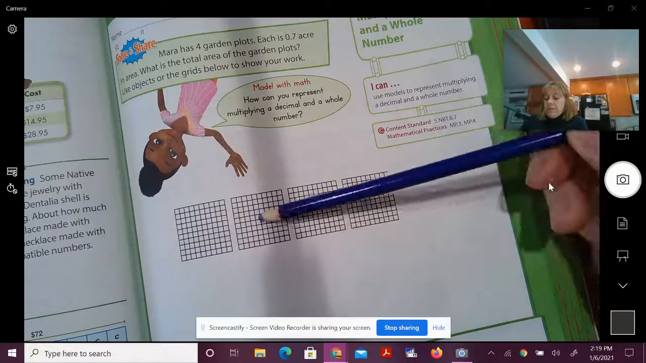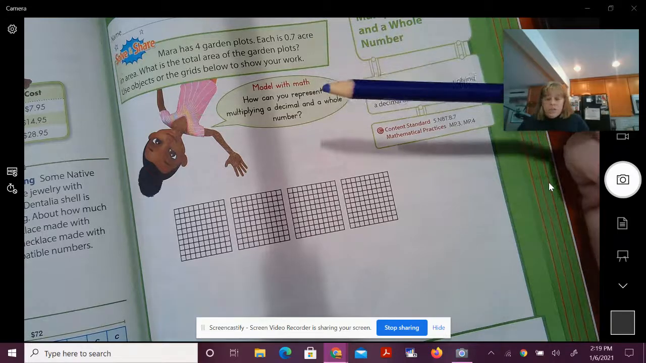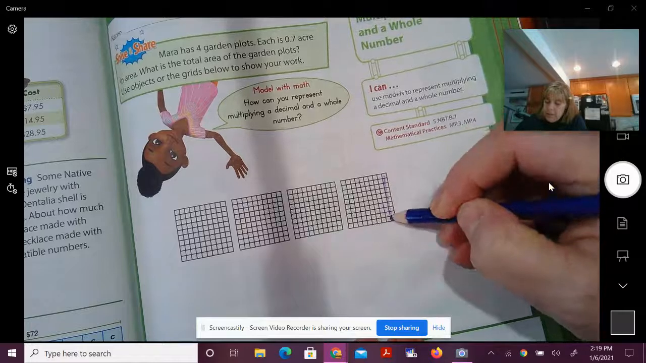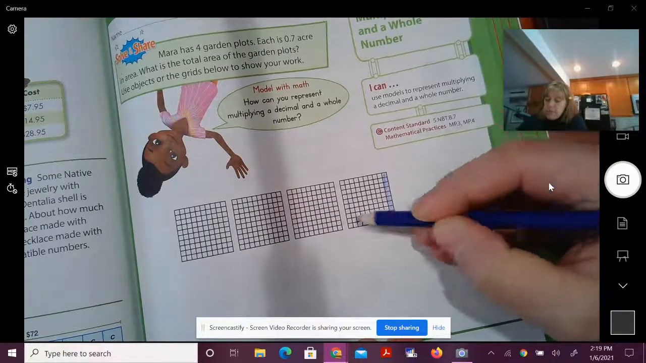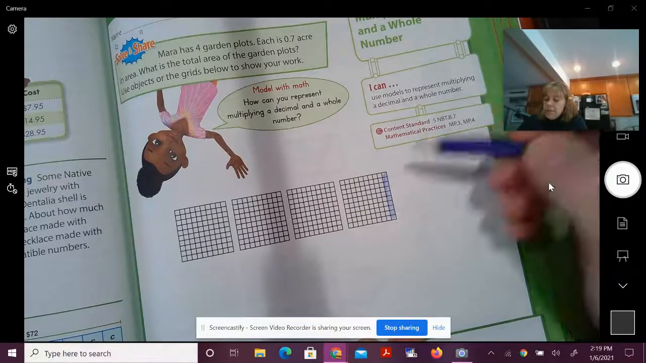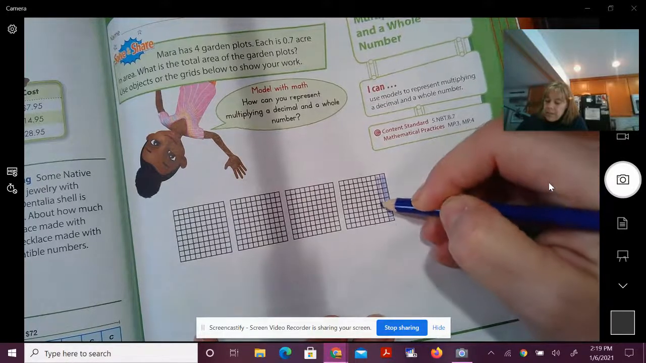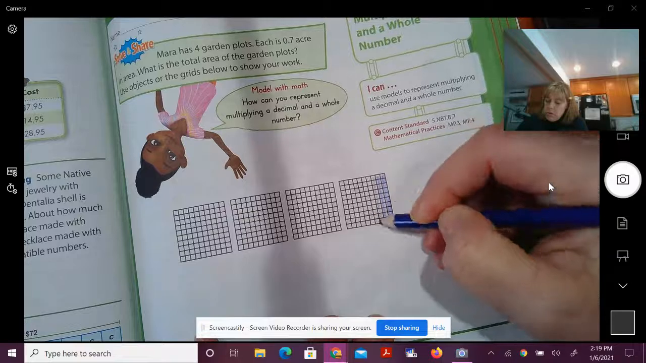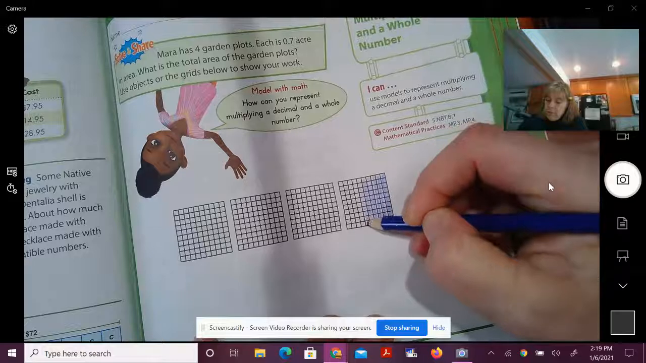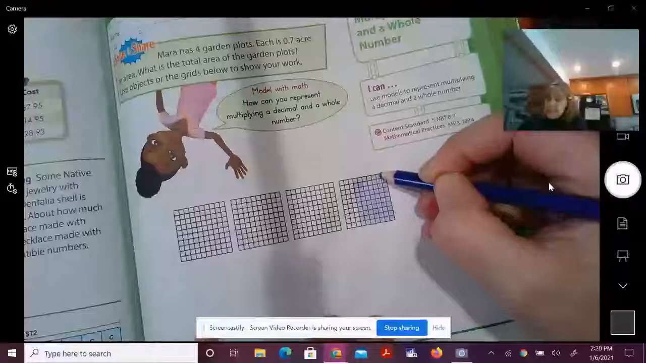So we know we've got these 4 plots here, but each one is 7/10 of an acre. So we know if we were to shade one of these, this is 1/10, right? Because there's 10 of them in here. So if we take this box and divide it up into 10 bars, each one of these is 1/10. So if I was to show a garden plot that was 7/10, it would be 1, 2, 3, 4, 5, 6, 7. Okay, so I just shaded 7/10.